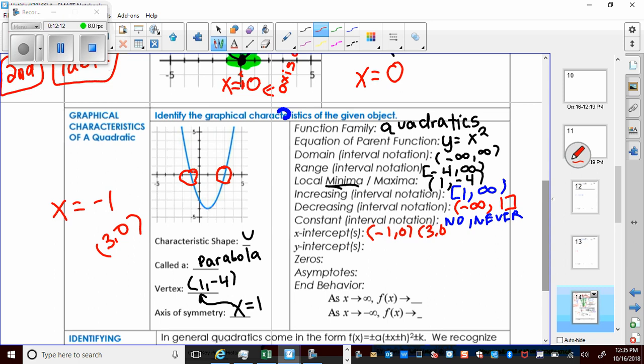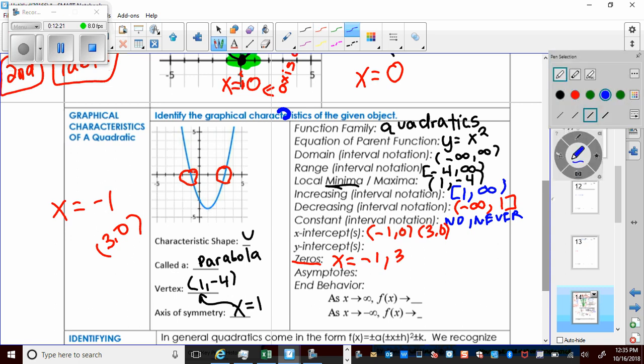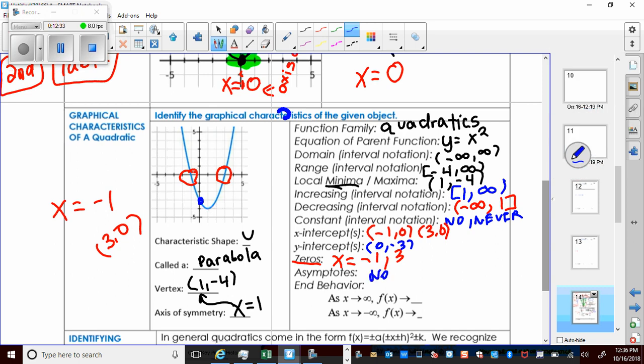Now, what do we do with those x-intercepts? Those x values? We go to the part that says zeros and write x equals -1, 3. My y-intercept is 0, -3. Now, are there asymptotes? Are there these curves where it flattens off? No, none. In end behavior, what are your y values doing on the left? This is the left. To positive infinity. On the right, what are they doing? If it's pointing up, you're going to positive infinity.